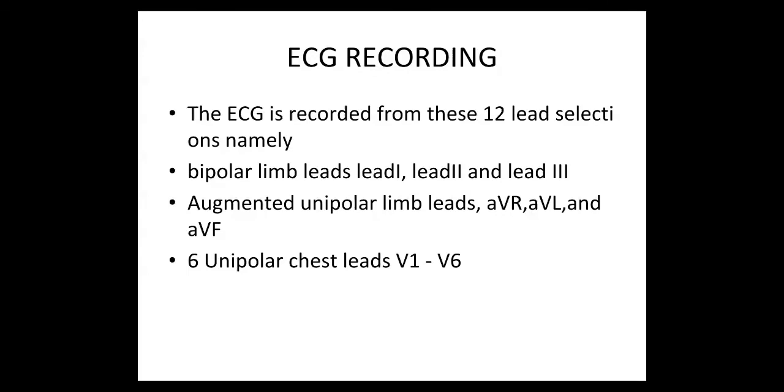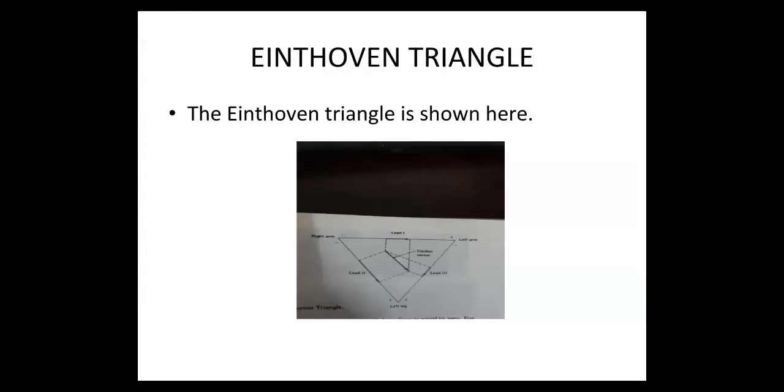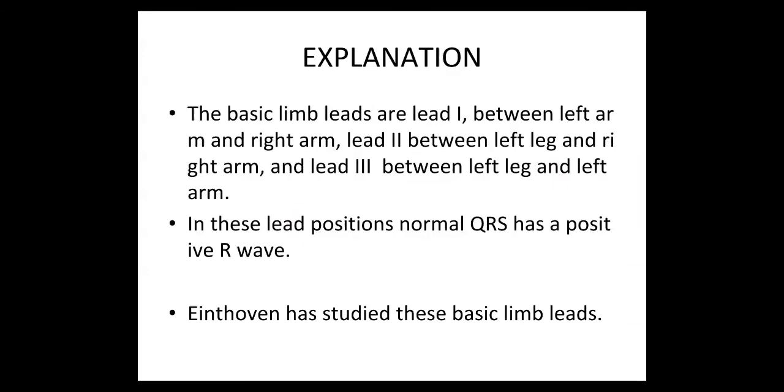The ECG recording. The ECG is recorded from these 12 leads selections, namely bipolar limb leads, lead 1, lead 2 and lead 3, augmented unipolar limb leads, AVR, AVL and AVF, and 6 unipolar chest leads V1 to V6. Einthoven triangle. The Einthoven triangle is shown in the picture. Explanation of the Einthoven triangle.